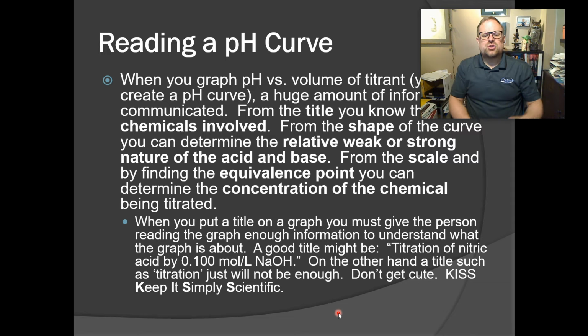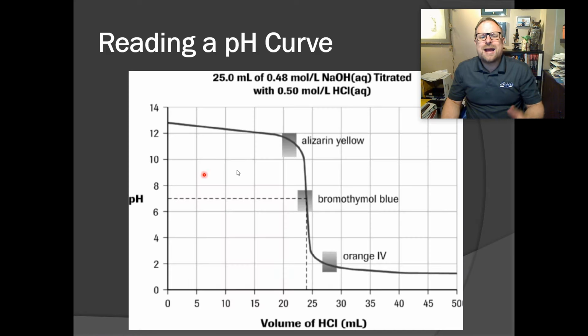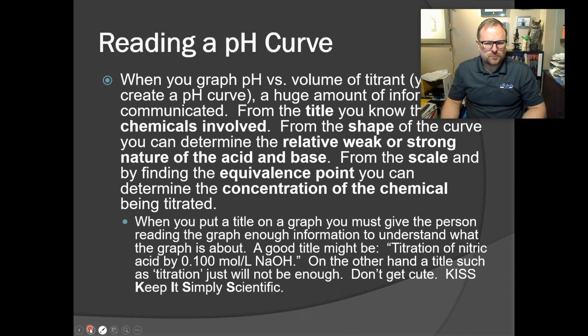We just need to make sure that we keep it scientific and we put enough information in there that somebody knows what's going on. So if I was to go back here and look at this graph, it's told me lots of information in the title. It's told me the volume of our sample, the concentration of our sample, and that it's being titrated with a certain volume or certain concentration of hydrochloric acid. We can figure out how much hydrochloric acid we added by looking at the equivalence point.